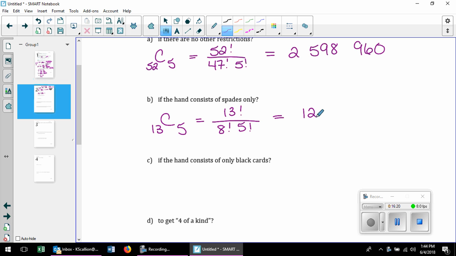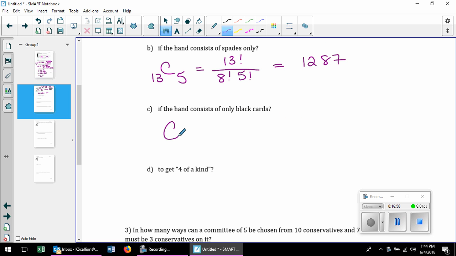So there are 1,287 possible hands that you can make from just spades. There are 2.5 million or 2.6 million hands that you can make from an entire deck. Do you understand the difference? Yes? So the hand consists only of black cards. How many cards am I choosing from? 26, because I have two suits that are black, and each suit has 13 in them.